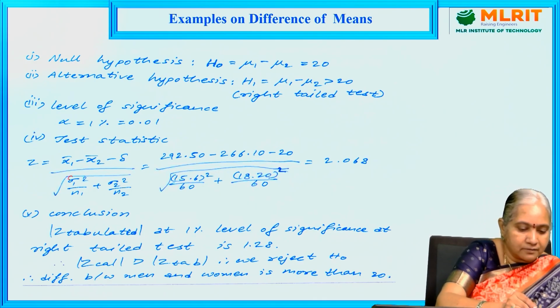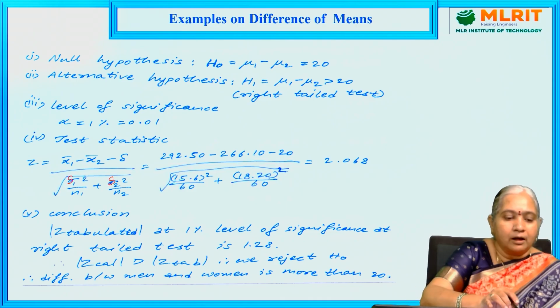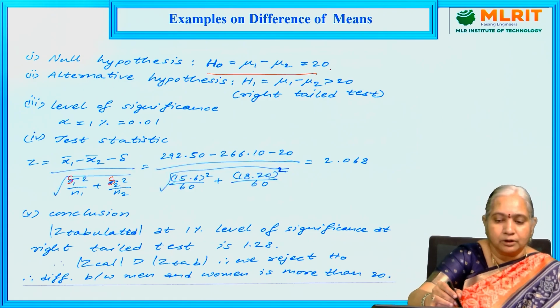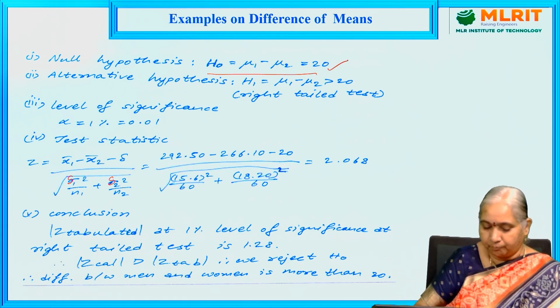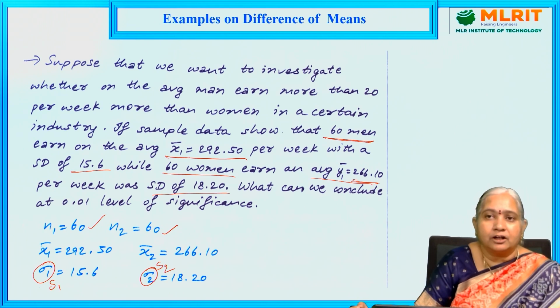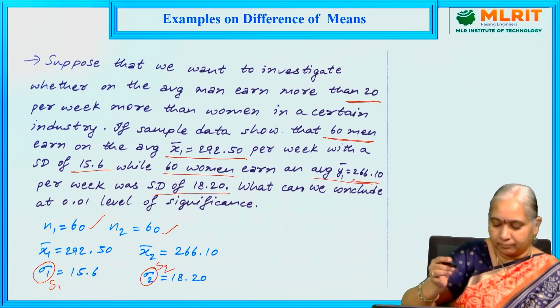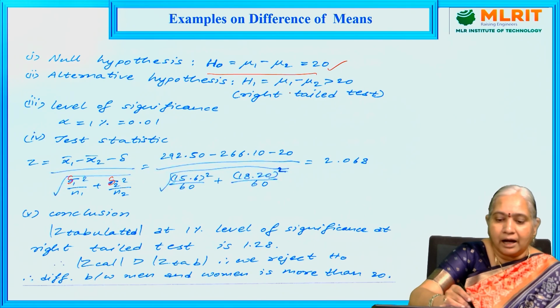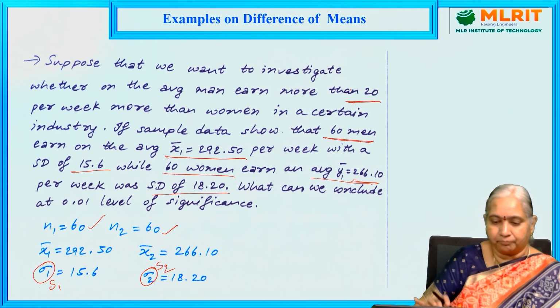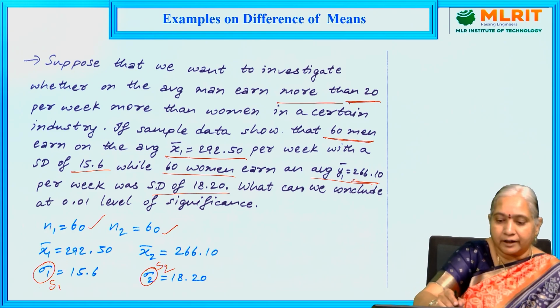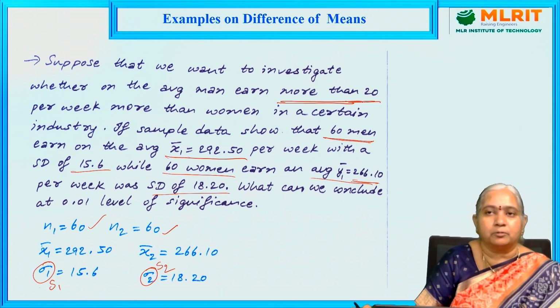So we can write this test statistic with S1 square and S2 square. So here H0 is mu1 minus mu2 equal to 20. That is the difference given here. There may be the difference between their average incomes of 20 rupees. That is mentioned here. And this difference may be greater than 20. That is the alternative hypothesis. More than 20 is the alternative hypothesis.